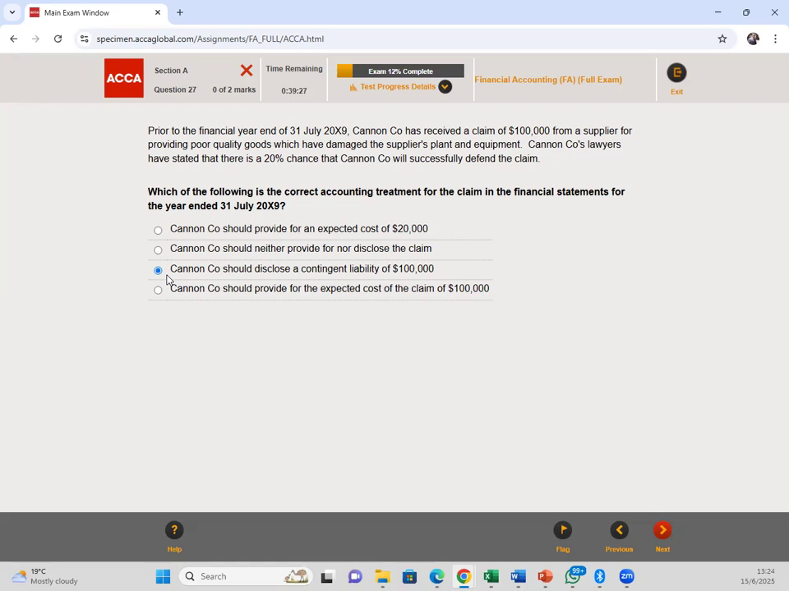Canon's lawyer stated that there is a 20% chance that Canon will successfully defend the claim. So I think from the possible answers there, let's read the question again.